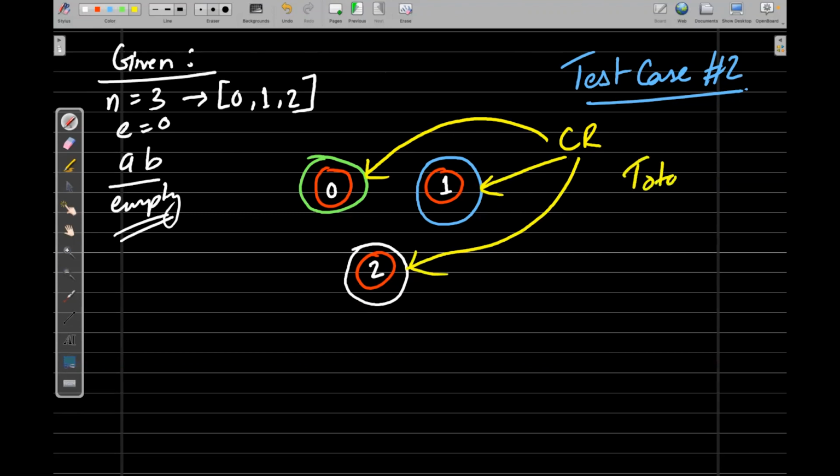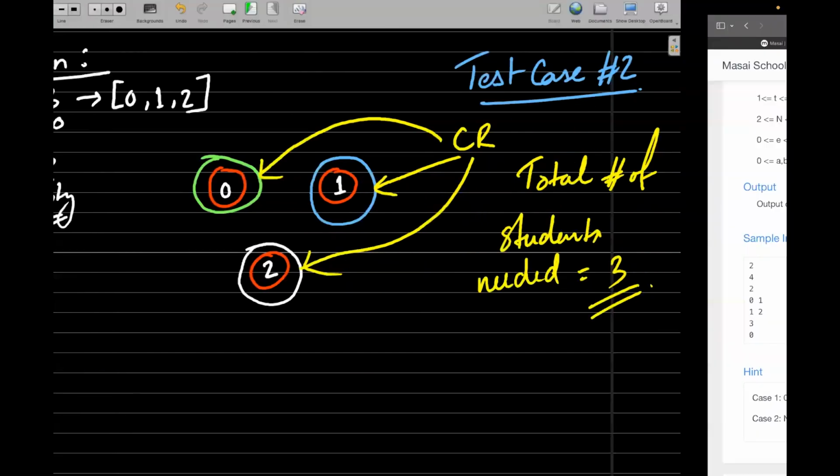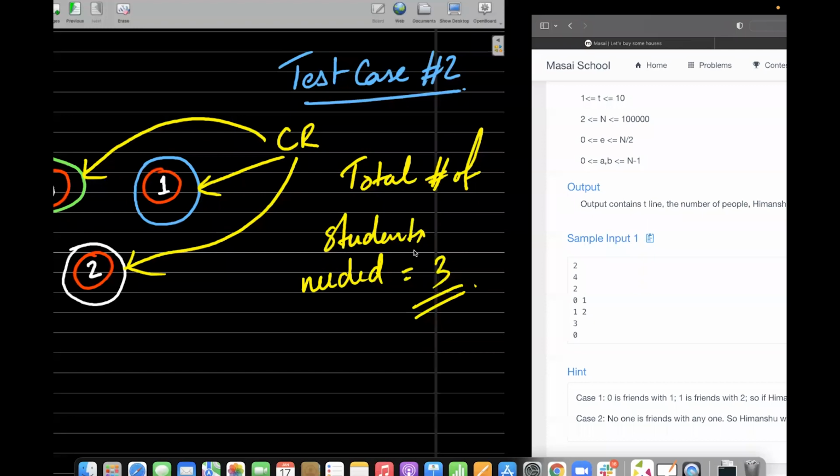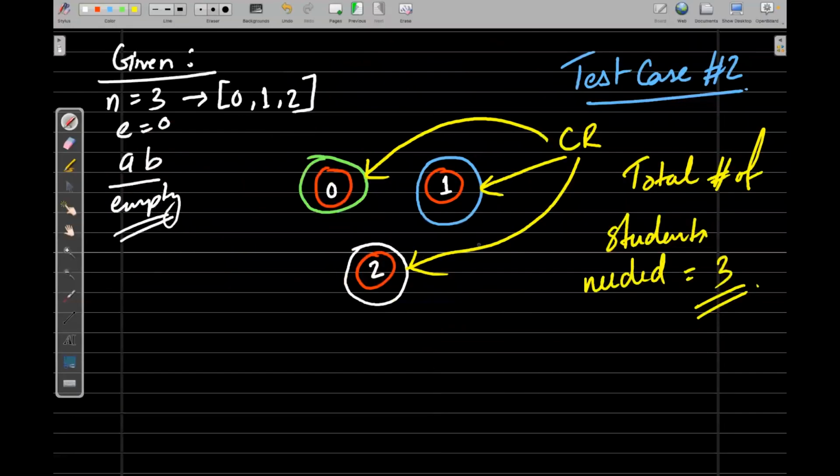So the total number of students needed equals 3. Let's see the answer now. The answer is 3. Okay. Yeah. So we have understood the question and the approach to find a solution, and we have just found out that with our approach we can reach the correct answer.